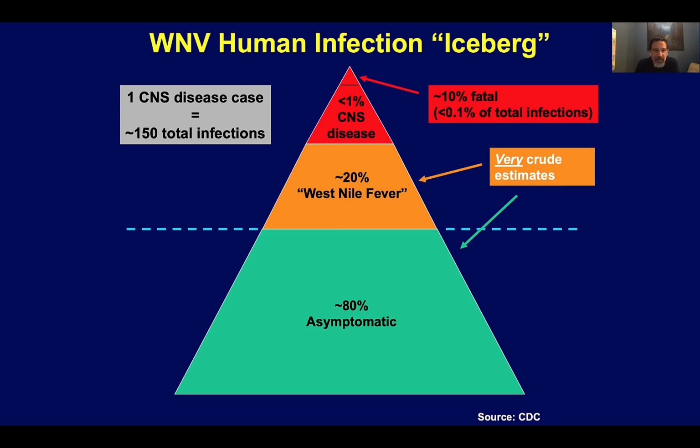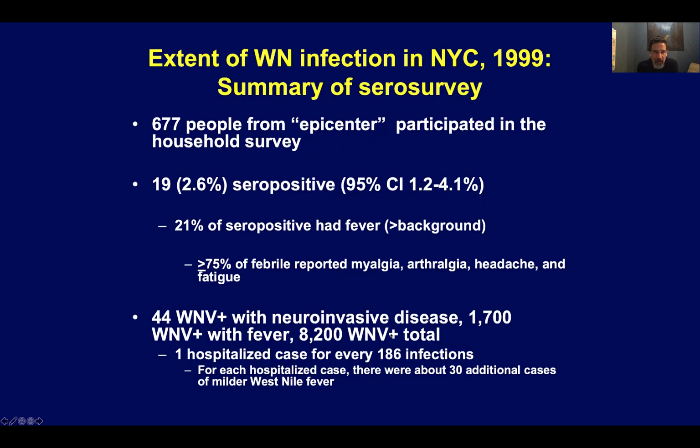So this is the West Nile human infection iceberg that I showed you before. I'll just try to give you a sense of where these estimates came from. A very small proportion of people who are infected have central nervous system disease. Only about 20% of people have any kind of symptoms, and those are usually mild when they occur. And the vast majority of people don't have any symptoms.